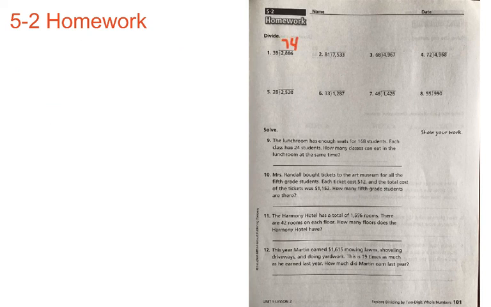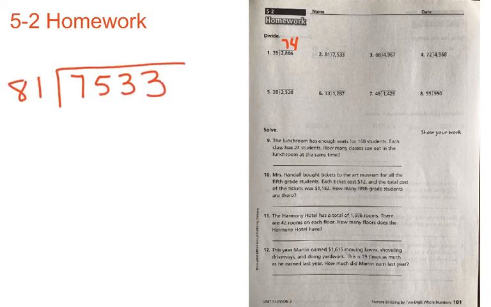Number 2, we have the number 7,533, and we're dividing that by 81. First, we need to ask ourselves, how many times does 81 go into 7? Well, it's bigger than that, so it's 0. How many times does 81 go into 75? Well, 81 is larger, so it's 0 again. So now we have to ask ourselves, how many times does 81 go into 753?